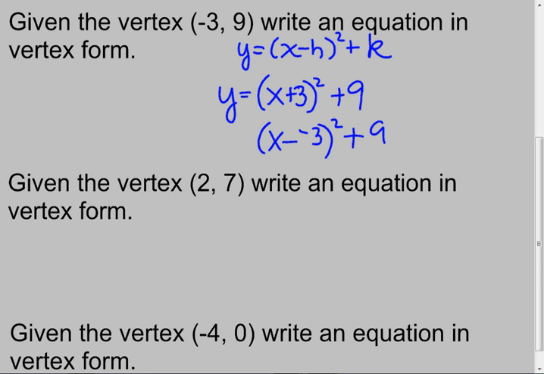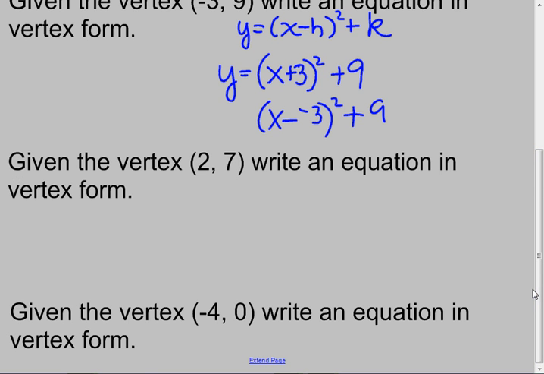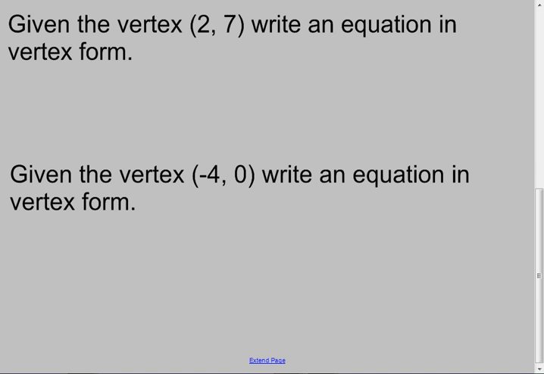Okay? Try these next two. Try the third one. Vertex is at 2, 7. You want to come up to it? Sure, I'll do it. You should be trying it. Okay? I'm done. Very good. Very good. Jens? What kind of 2 is that? A positive 2 or negative 2? No, it should be negative. Because it's x minus. It's x subtract the x coordinate.